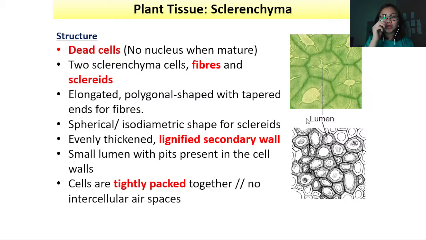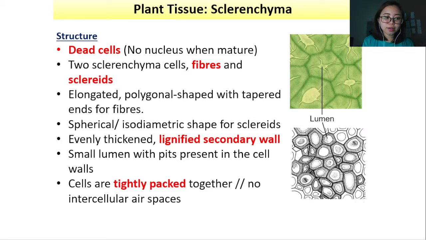Let us move on to the third type of ground tissue, which is sclerenchyma. So ini adalah yang paling keras antara tiga tadi. Let's look at the structure of sclerenchyma, the weirdest ground tissue. First of all, it is a dead cell. So bila dia sudah matang, dia tiada nucleus.